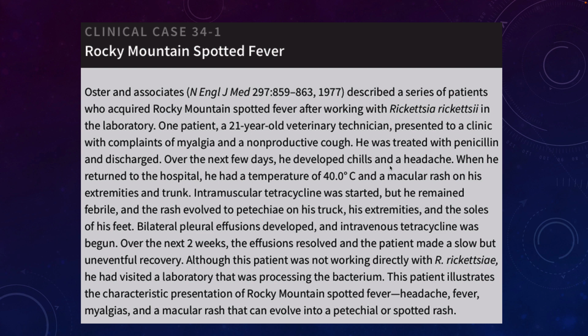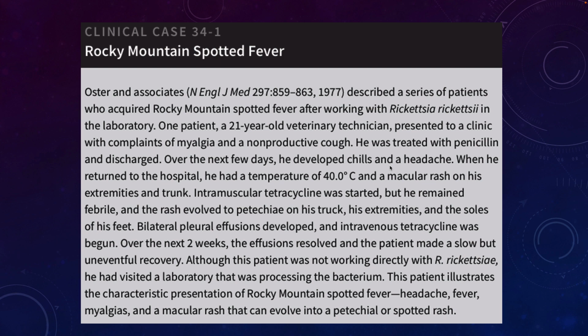So here's a clinical case on Rocky Mountain spotted fever, patients who got the infection after working with it in the lab. So that means inappropriate lab techniques. One patient, a 21-year-old veterinary technician, presented to a clinic with complaints of muscle pain and a cough with no sputum, treated with penicillin and discharged. Over the next few days, he developed chills and headache. When he returned to the hospital, he had a temperature of 40 and a rash on his extremities and trunk. Intramuscular tetracycline was started, but he remained febrile.